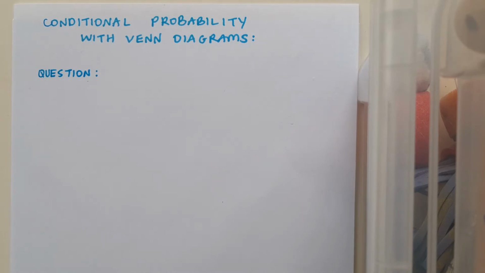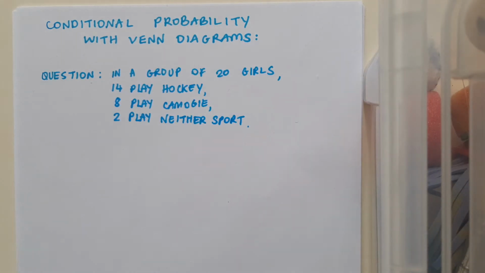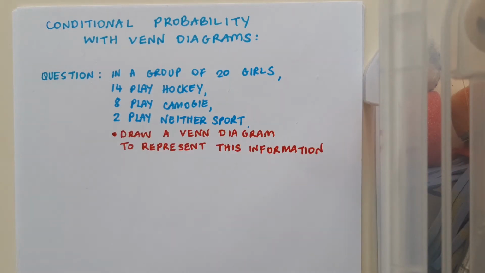So my question is this. In a group of 20 girls, 14 play hockey, 8 play camogie, 2 play neither sport. Draw a Venn diagram to represent this information. So pause the video here and give this a shot yourselves, and then in a moment unpause and see if you were correct.